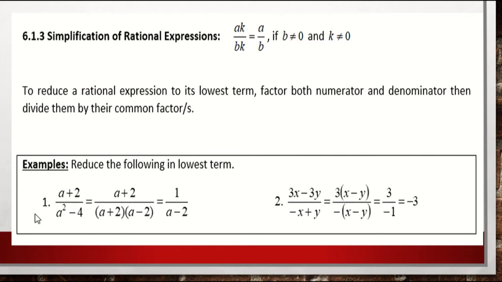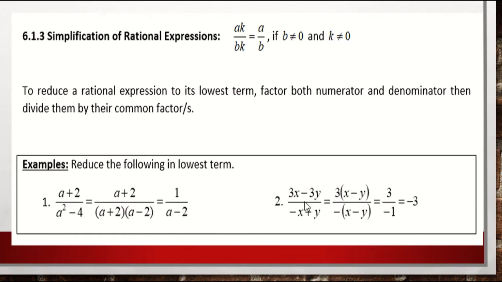Okay, number 1, given here, a plus 2 over a squared minus 4. Notice nga pwede nato ni siya ma-factor out. Sum and difference, diba? Mao ni siya, a squared minus 4 is just equal to a plus 2 times a minus 2. Sum and difference of 2 squares. Then a plus 2, pwede na ito makancel sa a plus 2 sa ubos, and that is 1. So, what is left is 1 over a minus 2.